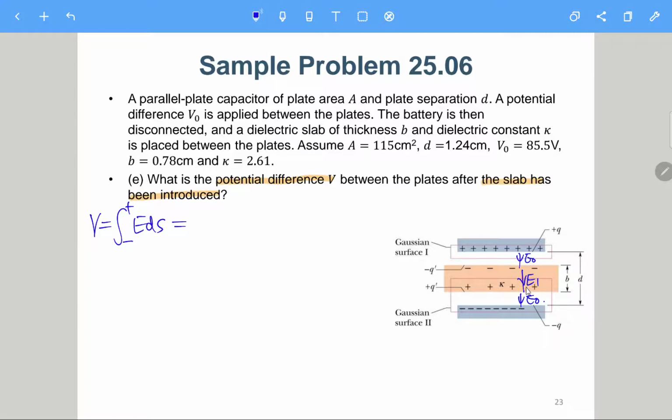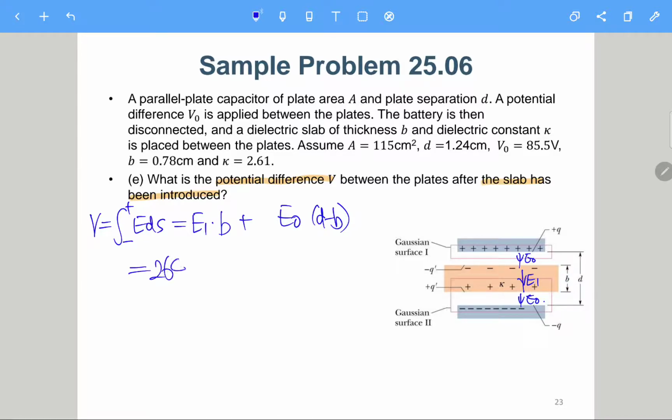For the orange part, it will be E1 times B. B is the thickness of this dielectric, and then for the rest will be D minus B. We don't really know how long this one and this one are independently, but at least we know that the total distance for this one and this one will be D minus B. So it's enough. And then we have E0 times D minus B. So we just plug in all the values.